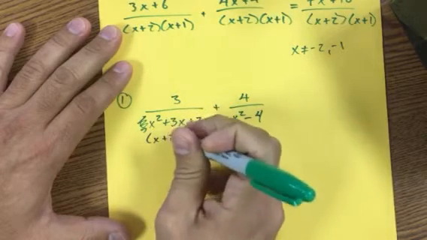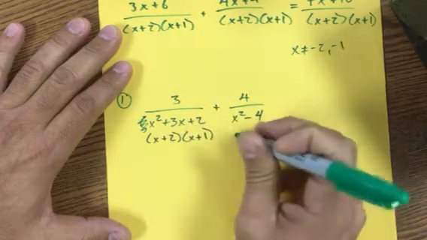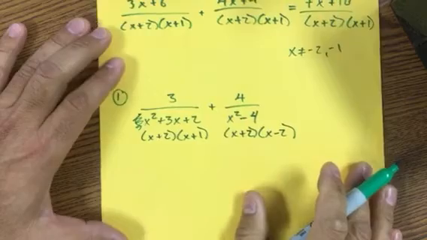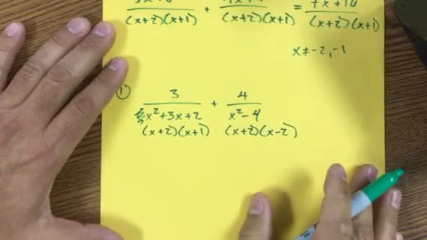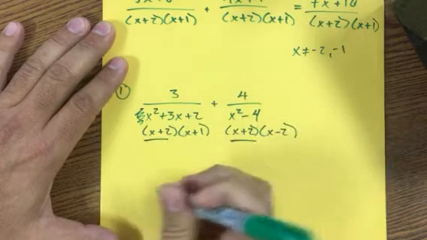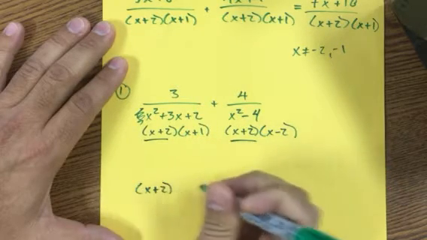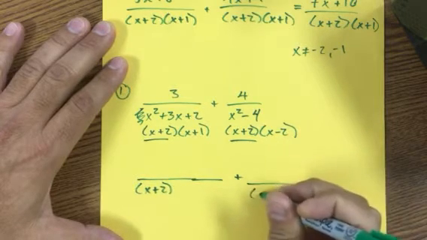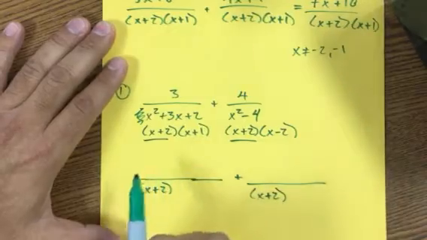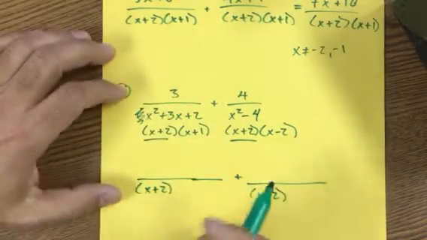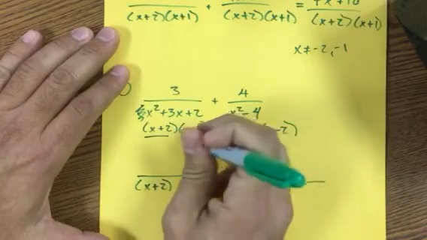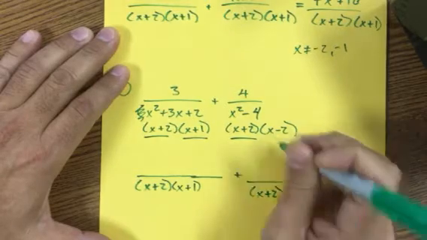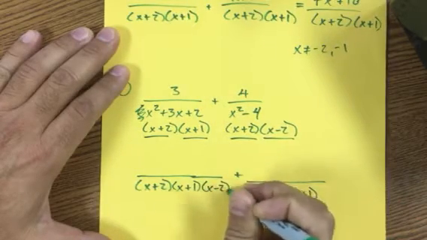So I'm gonna factor this to be x plus 2 and x plus 1. I'm gonna factor this to be x plus 2, x minus 2. So now I look at them, I see what they both have. They both have an x plus 2, which means my common denominator is gonna have that. Then whatever each one has by itself, my denominator also has to have. So it also has to have the x plus 1, and it also has to have the x minus 2.